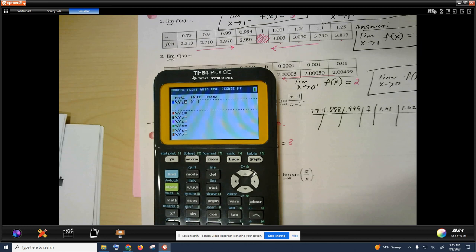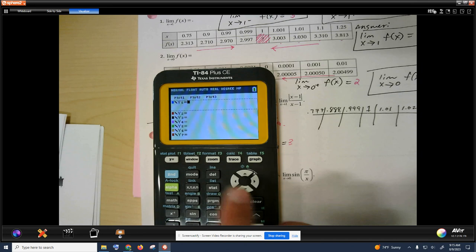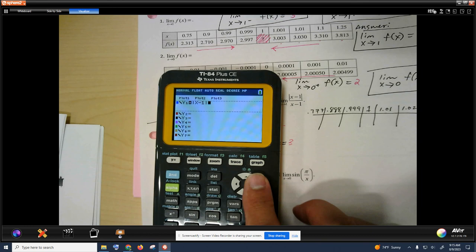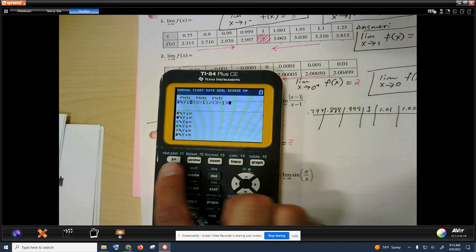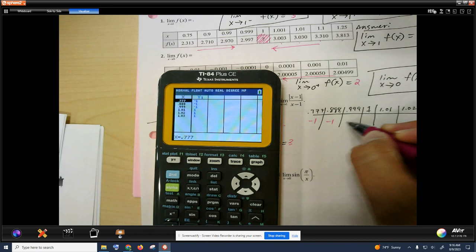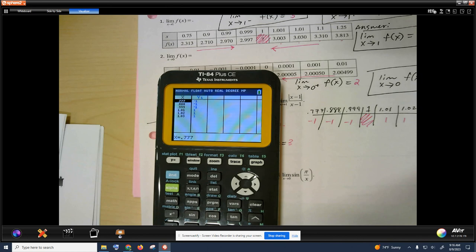So while your cursor is blinking there, you press math, and then you scroll over the numbers, and it's that ABS. Then you could say x minus 1. Okay, divide that by x minus 1. Okay, and then just look at your table. Since we used the same x, it should just automatically generate it already. So it looks like from the left, it's negative 1, negative 1, negative 1, and then from the right, it's 1, 1, 1.